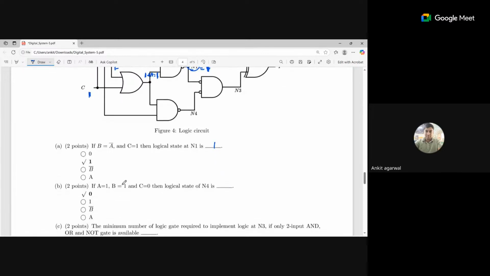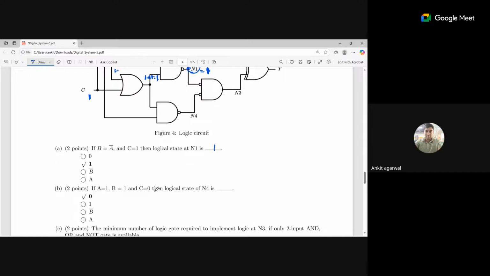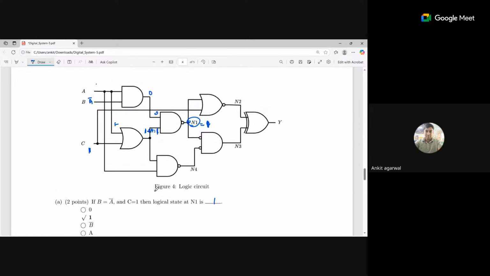Okay, second condition, if A is equal to 1, B is equal to 1, C is 0. So your A is equal to 1, B is equal to 1, C is equal to 0. So this is 1, 0, you are getting 1; 1, 1, you are getting 1. Both are 1, so you are getting N1 as 0. And A is also 1. So when both are 1, 1, N1 is also 0, N4 is also 0.